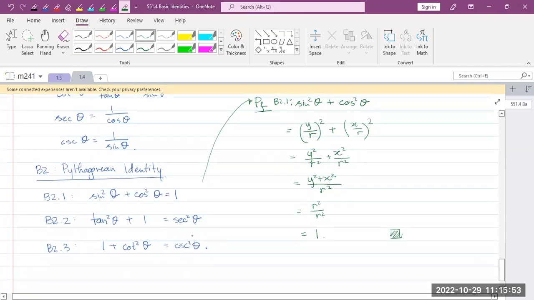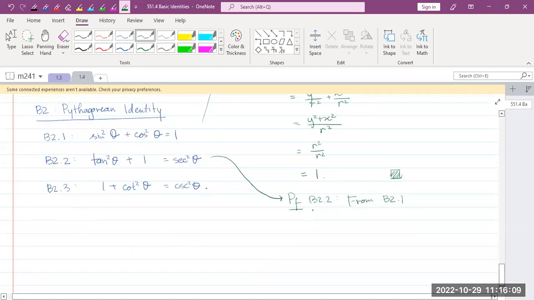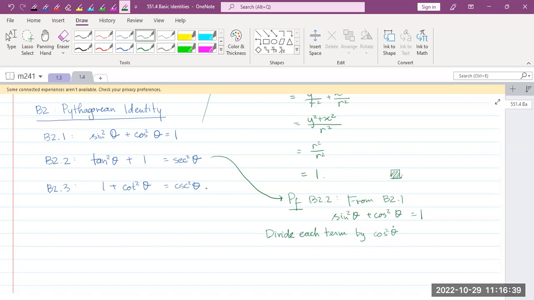Now, how about the proof for B22? We can use a similar proof, but I prefer to use what we have had earlier. From B21, we have sine squared theta plus cosine squared theta equals 1. Now, divide each term by cosine squared theta. Because we divide each term by the same value, of course the equation is well maintained.